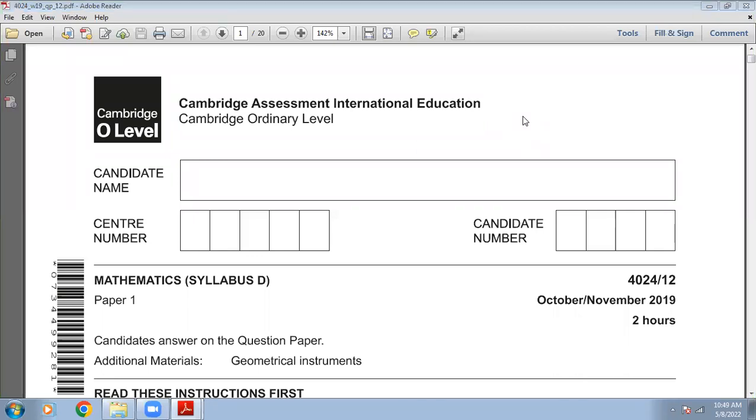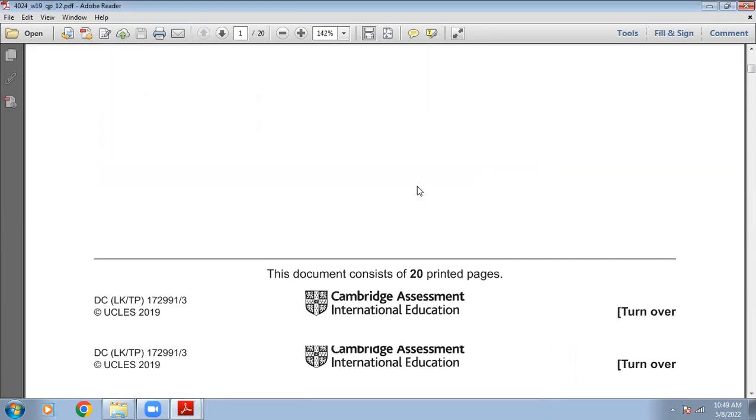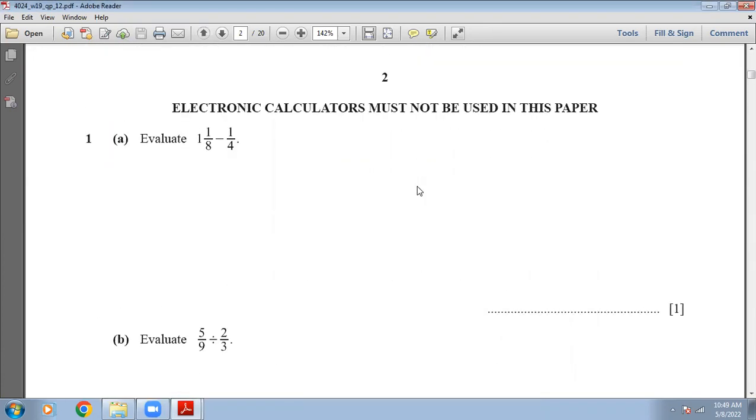So the October/November 2019 1-2 paper, the paper one from zone 2. 2 hours is allowed for this paper and we are starting. Okay, so question number 1 is coming up on your screen. It says 1 whole 1 by 8 minus 1 by 4.